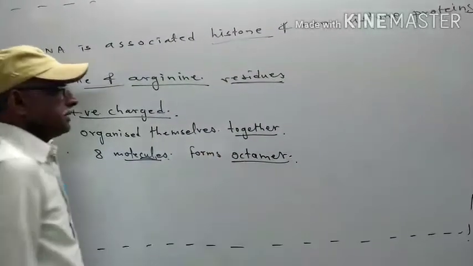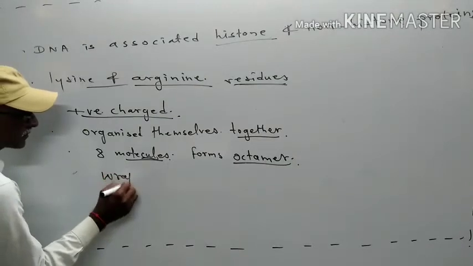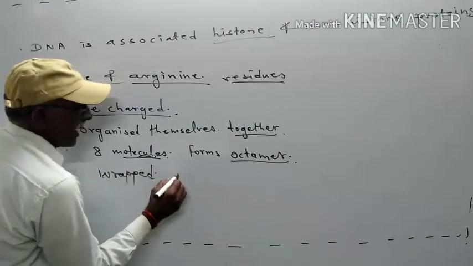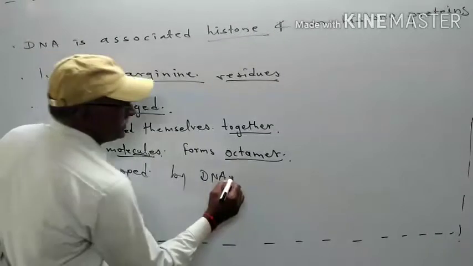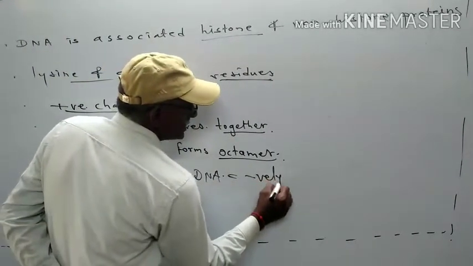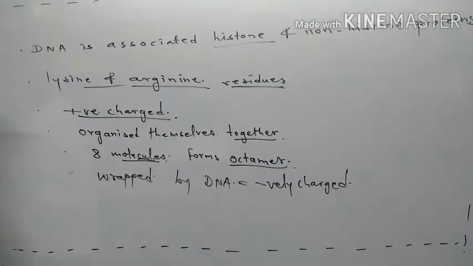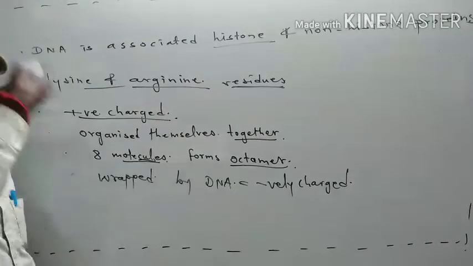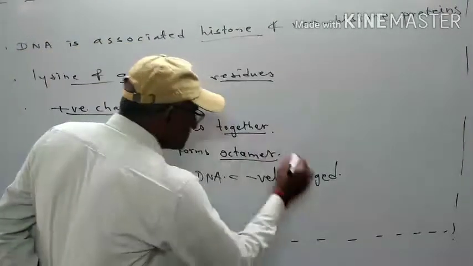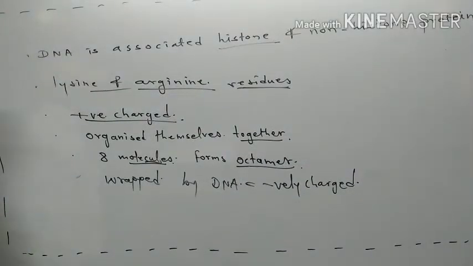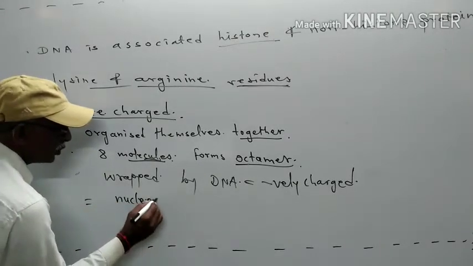This octamer is wrapped by DNA, which is negatively charged. Due to the positive charge and negative charge, the DNA molecule is wrapped around that octamer. This structure together is called a nucleosome.